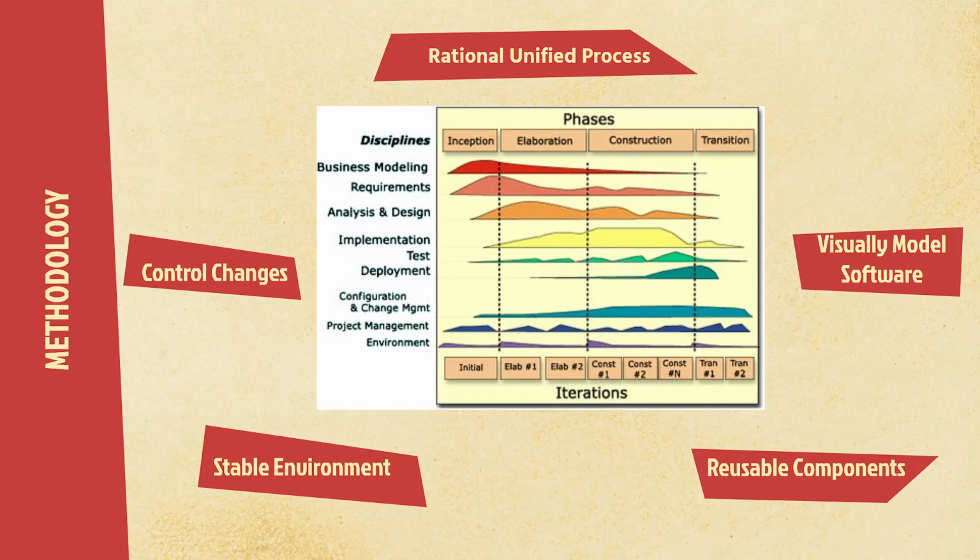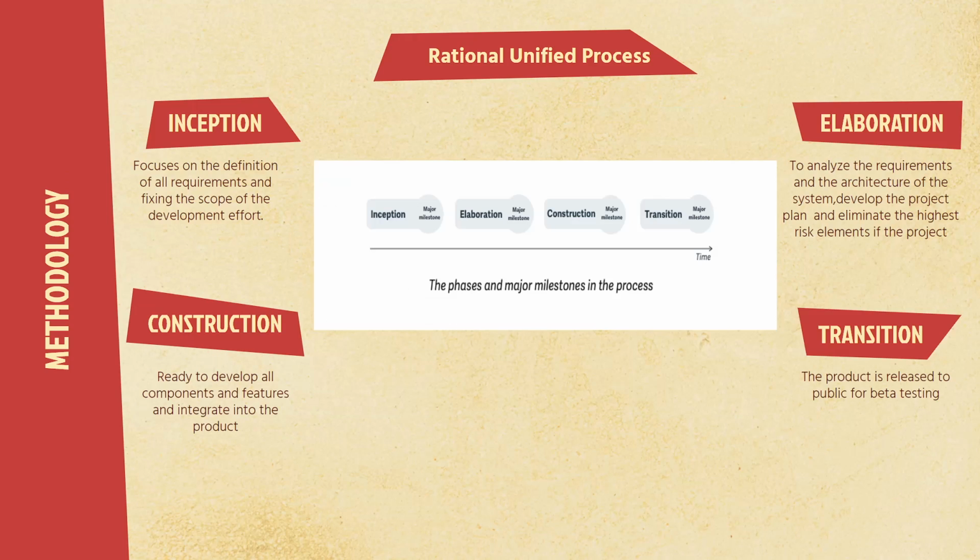So the methodology we used in our project is the rational unified process. The reason we chose the rational unified process is for controlled changes, stable environment, reusable components, and visually modeling software like UML. There are a total of four phases in the rational unified process.